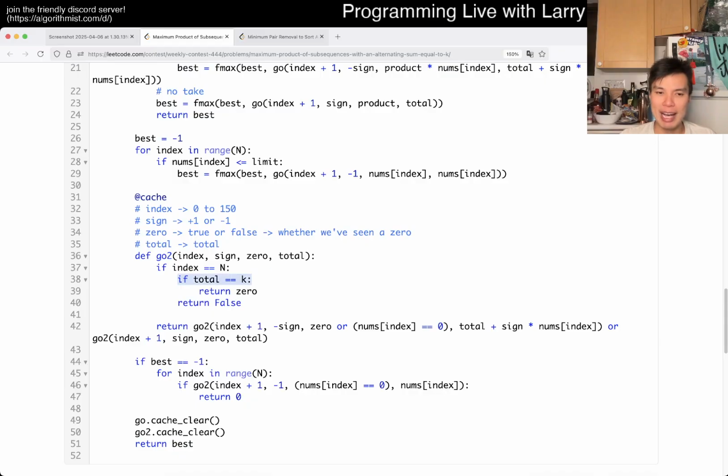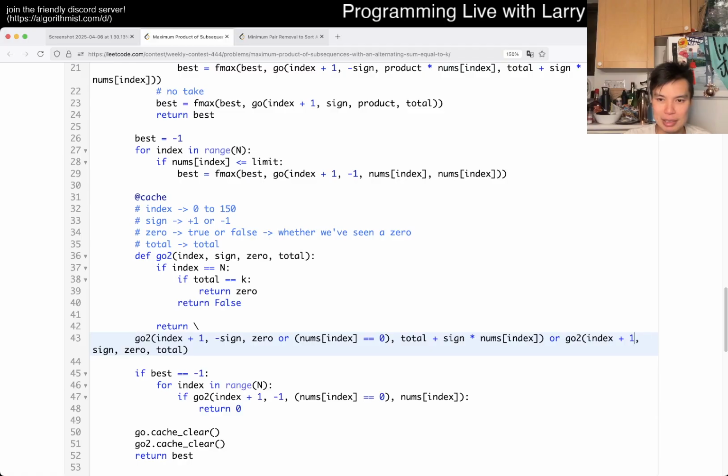If total is equal to k, we return true if we've seen a 0. That means that the entire product is 0. Otherwise, we do a tick, no tick. I wrote it like this in an OR statement. This is the OR part, right? So it's basically this or this, right? And this is just tick, no tick, right?